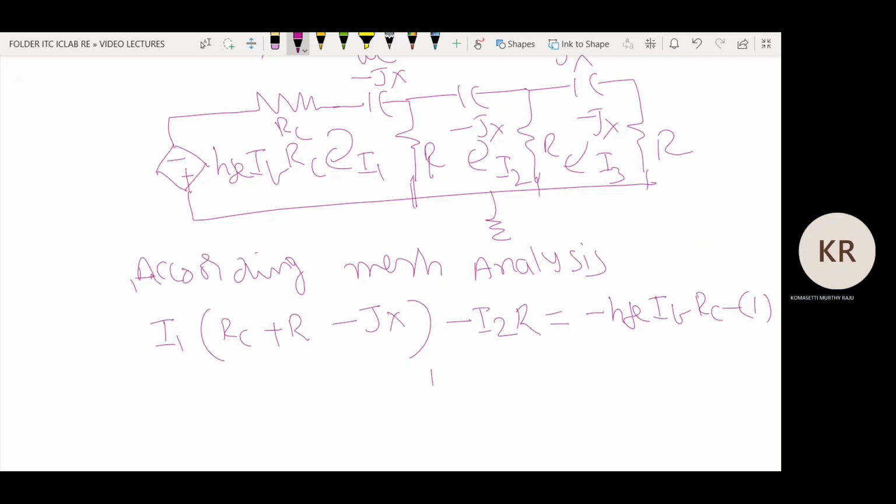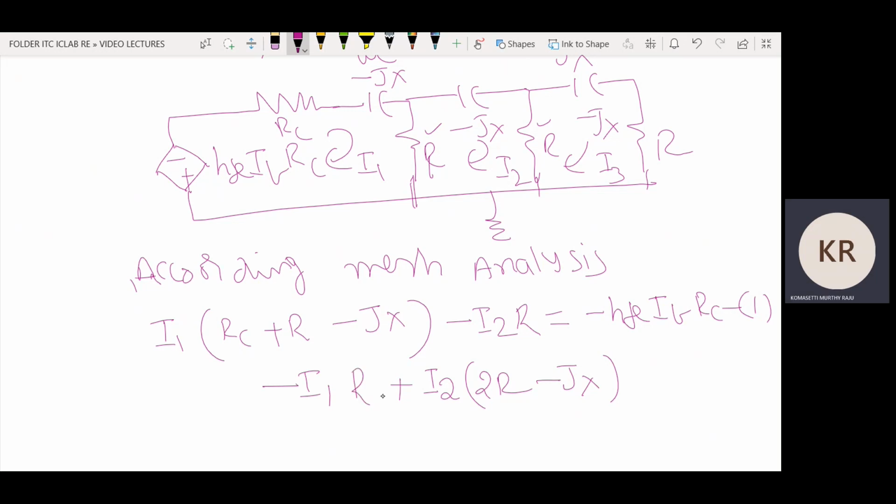Consider the second loop. I2 into R plus R, 2R. The second loop contains 2 resistances, R values are R and minus jX. R plus R is 2R, and this is minus jX, so 2R minus jX. This R is common to both the first loop and second loop. Minus I1 into R. This R is common to the second loop and third loop, that is R into I3 is equal to 0.